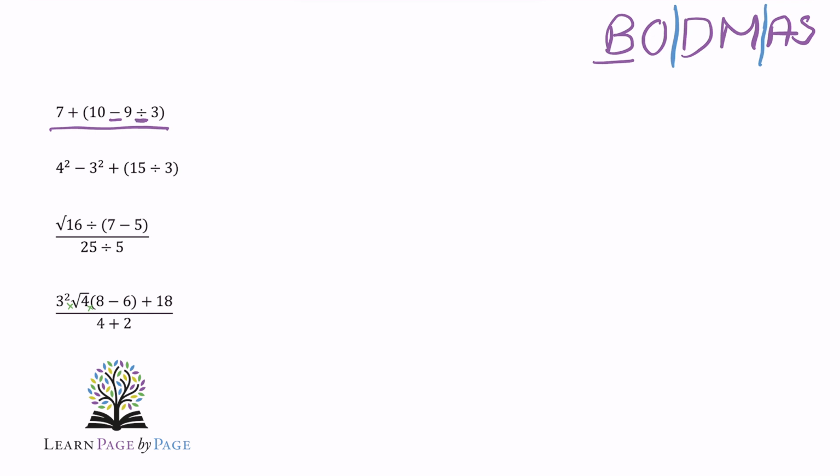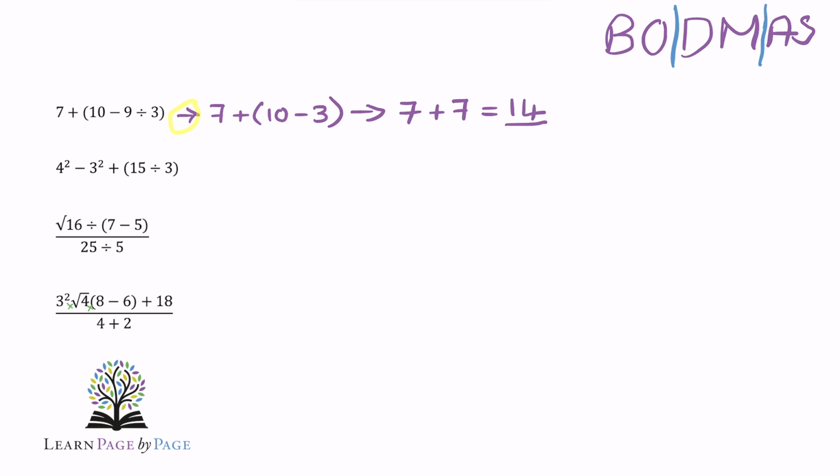And we look at BODMAS, we definitely do the division before the subtraction. And that will give us 7 plus 10 stays the same, minus stays the same, and then 9 divided by 3 is 3. And that gives 7 plus 10 minus 3 is 7. That will equal 14. And there's your answer. You'll notice I use these arrows here, and that's because we're going on stage by stage. But when I get to the final answer, I put an equal sign in.